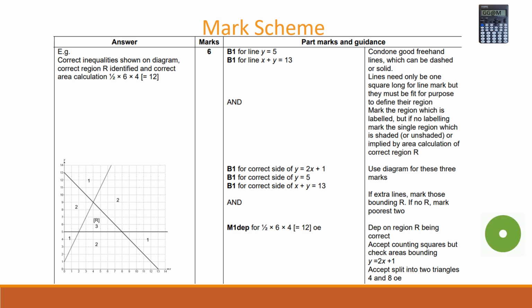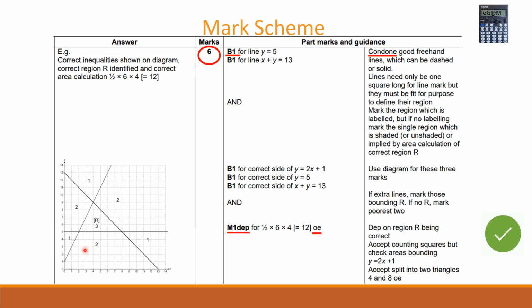The mark scheme on this question shows there are 6 marks. B1 is a method mark. M1 dependent, or dep means dependent, it means it depends on where you shaded your region. So you can see here on the left hand side, this is the correct diagram. But if you identified the wrong triangle, say you identified this triangle over here on the left-hand side, and you worked out the area of this triangle, you would get a method mark for doing it for the area of your triangle. OE means or equivalent.